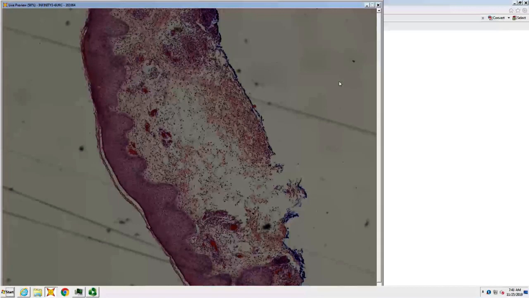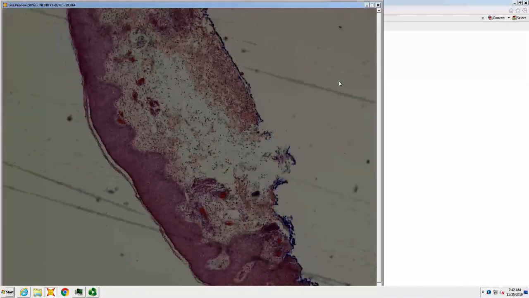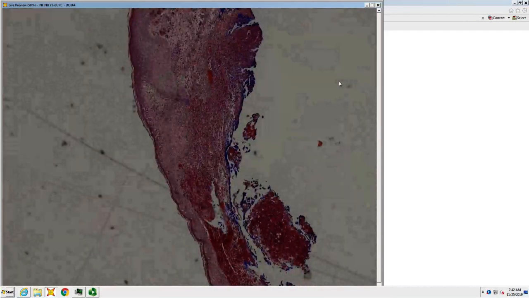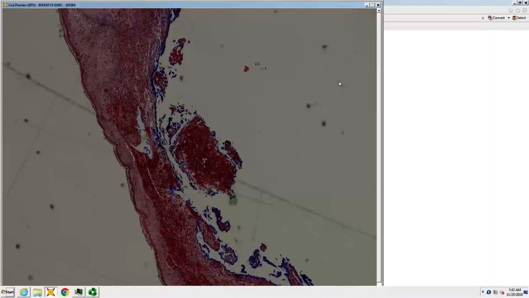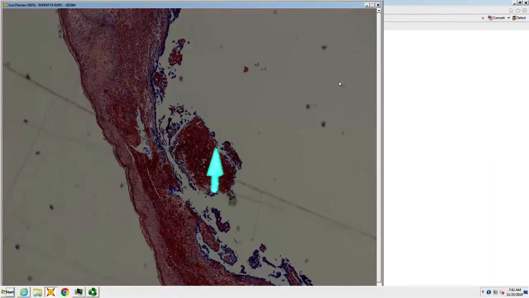So there's acanthosis and kind of some dermal edema. It's a little ulcerated. And there's a molluscum. And then there are Henderson-Patterson bodies.